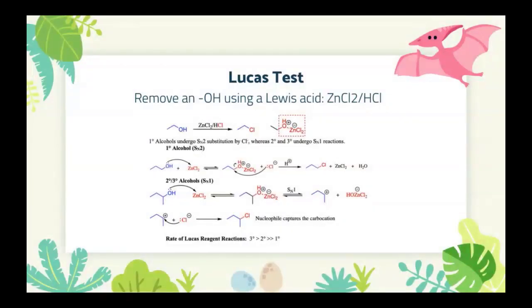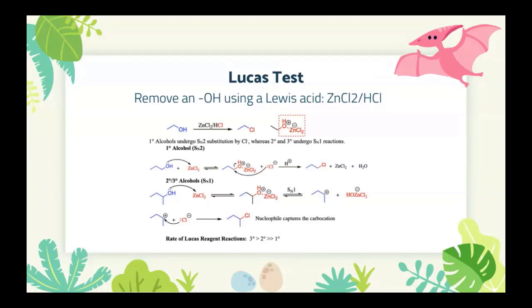Next, we also have our Lucas test. The reason we call it a test is we use zinc chloride with HCl, and we're going to be removing an alcohol, right? So this is basically one way that you can try to reduce your alcohol. However, I believe tertiary alcohols are most likely to react with this reagent. Then secondary is a little slower. And if you put zinc chloride in a primary alcohol solution, it's going to have little to no reaction.